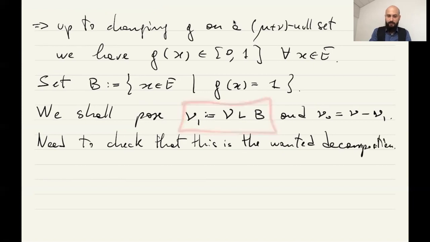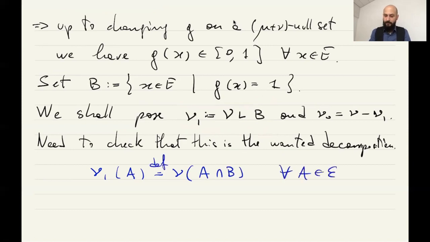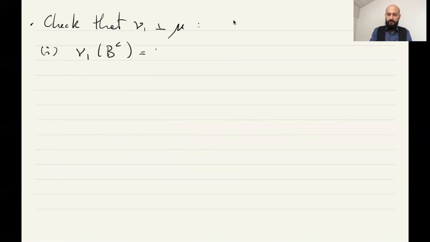Let's remind what this means. This means that by definition, nu 1 of a set A is the measure nu of A intersect B, for all A in the sigma algebra. Okay, so let's check that this is the wanted decomposition. So let's first check that nu 1 is singular with respect to mu. And we are going to use the set B. So on the one hand, nu 1 of B complement is nu of the set intersected with B. Now this is the empty set, nu of the empty set is 0.